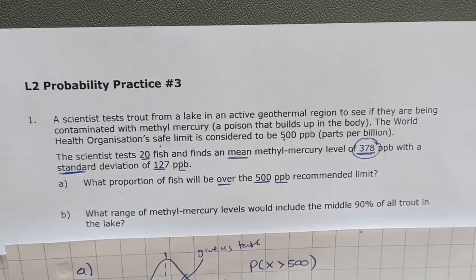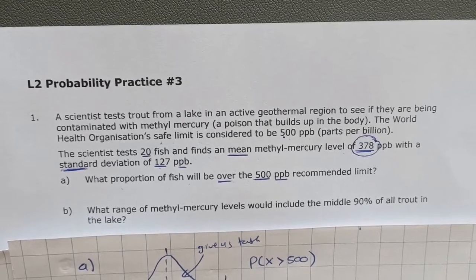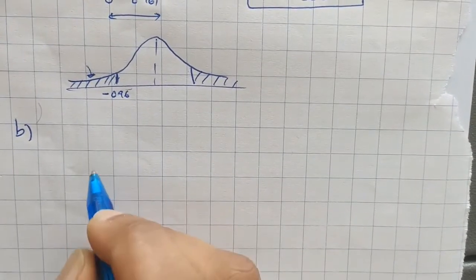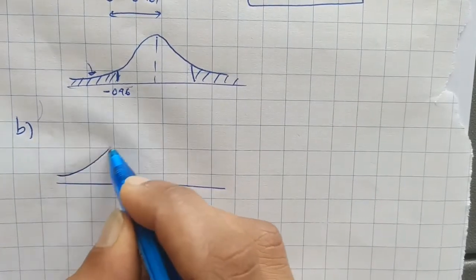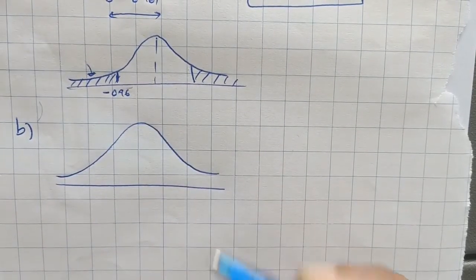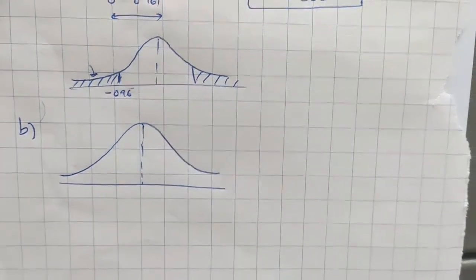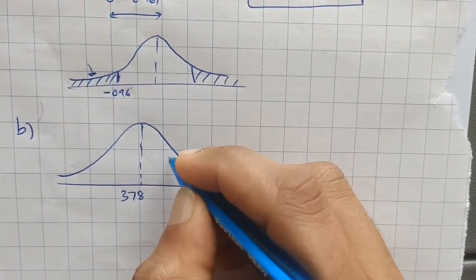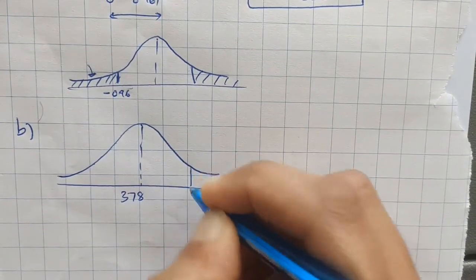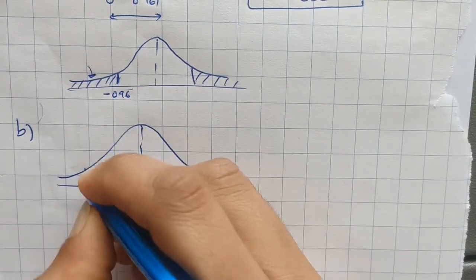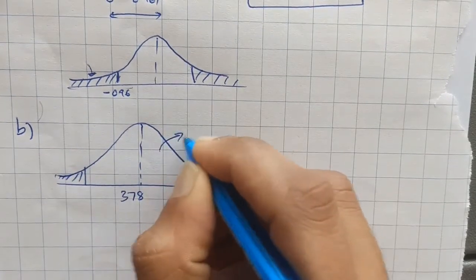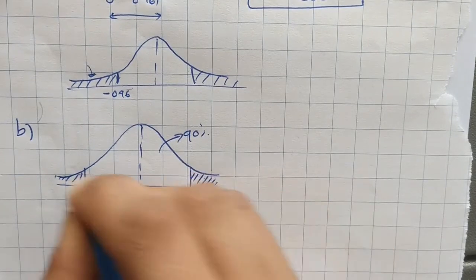Question 1B says, what range of methyl mercury levels would include the middle 90% of all trout in the lake? Alright, so this one here, what they're giving us is the probability. So they're saying that the middle 90% means that we have to calculate the mean. Well, we're given the mean, which is 378, and we know that we want to get to 90% for our area. Okay, so which means we'll have 5% on either side. Now, so this is 90%. Then these two have to be 5% each.